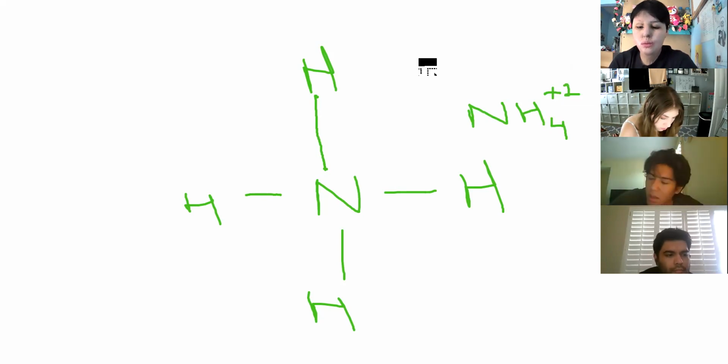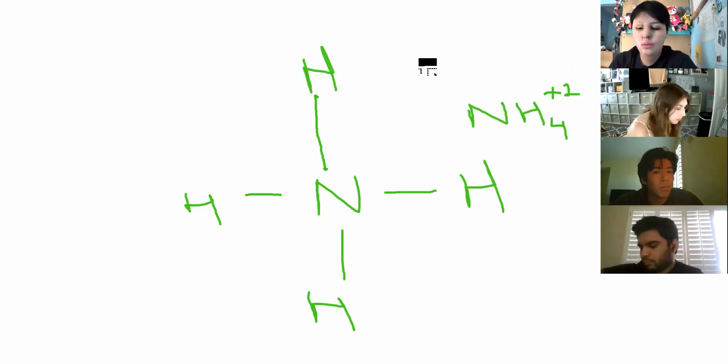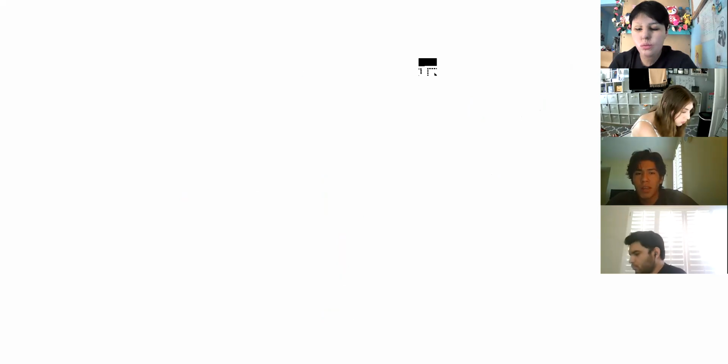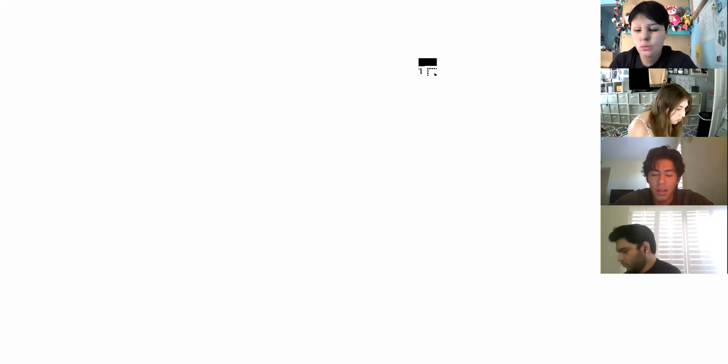So does this one fulfill the requirements that are stated there? No, right? Because this is 4 sigma bonds. It does have 0 pi bonds, but it doesn't have any lone pairs either. So it can't be ammonium, NH4. All right. So far, we're being proven right that ammonia is our answer.